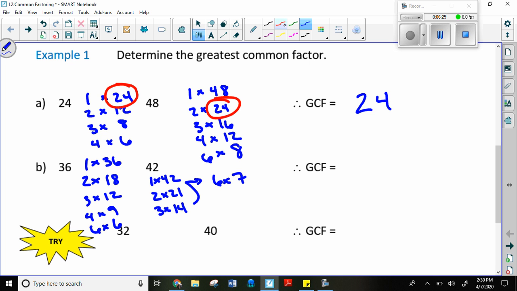Okay, what's our greatest common factor? 1, 1, 2, 2, 3, 3. That one doesn't have a 4. That one has a 6. Doesn't have a 9, 12, 18. 6 is our biggest option. Okay, so greatest common factor, 6.